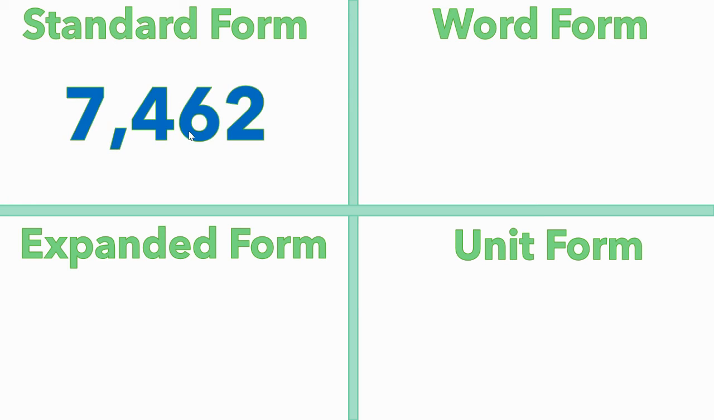Let's start with the standard form. The standard form for a number is how we normally see it. It's the standard, 7,462. When you see these digits that create a number, this is known as standard form.